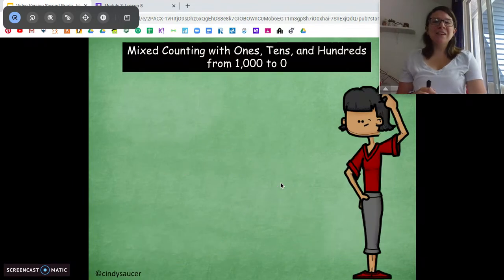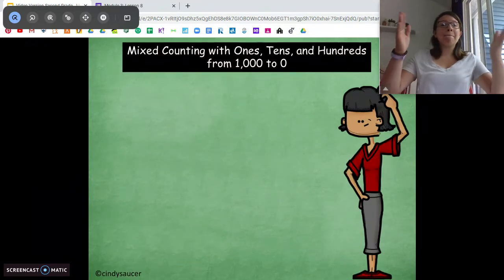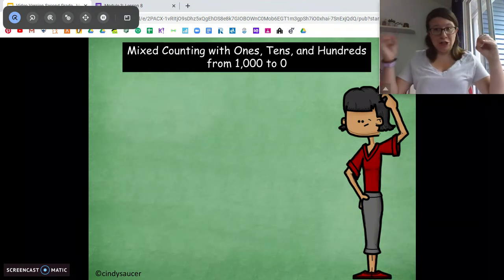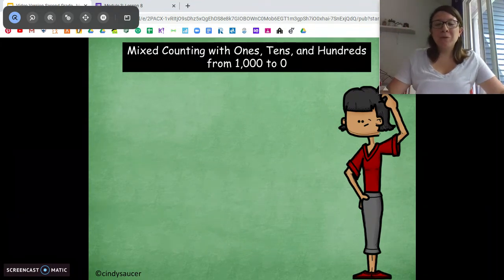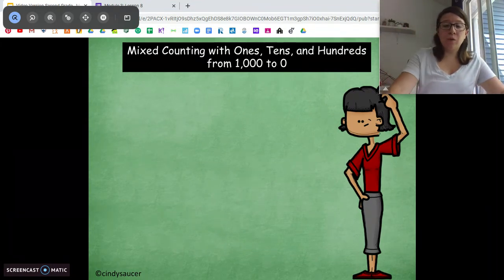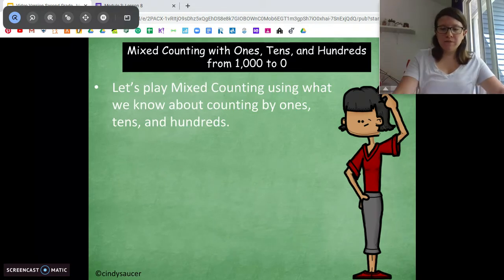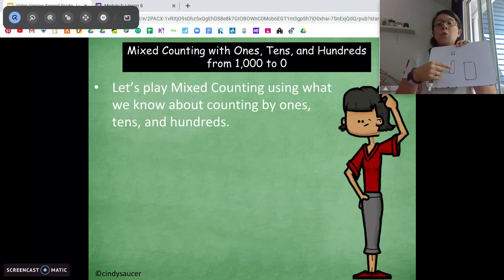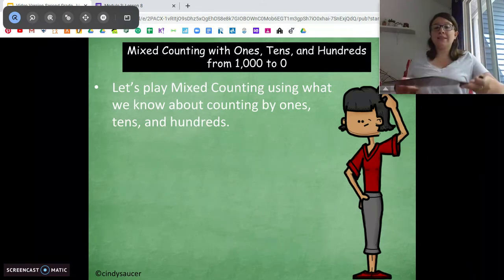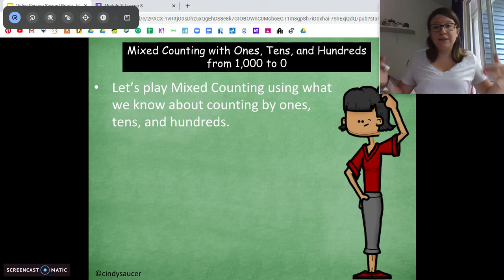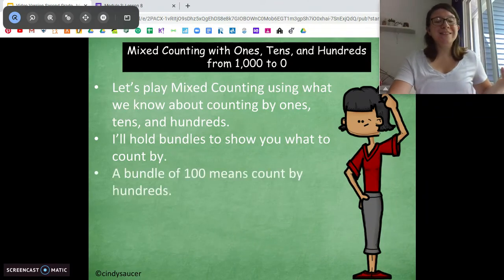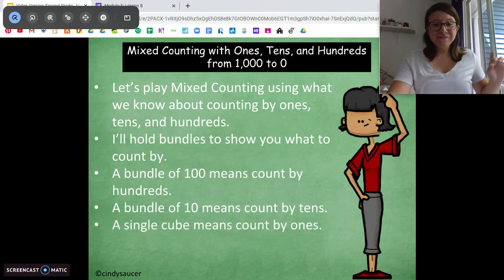All right, let's start with a warm-up today. We're going to be counting backwards. So today we're going to start at 1,000 and count all the way back to 0. We're going to do that like we did a couple lessons ago, where I show you a base 10 unit, either a little block for ones, a 10 stick for tens, or a hundreds block for hundreds. Whatever unit you see, that's what we're going to count by. So either ones, tens, or hundreds. We're going to start at 1,000 and count backwards to 0. Are you ready? Here we go.